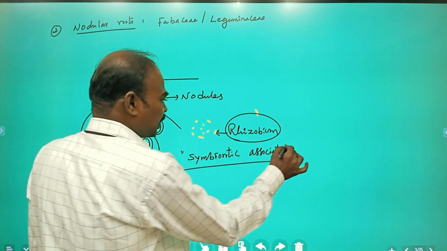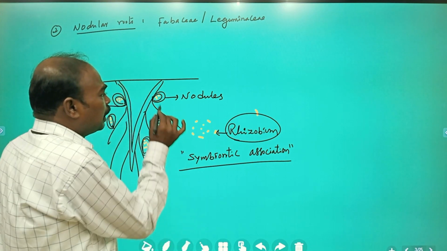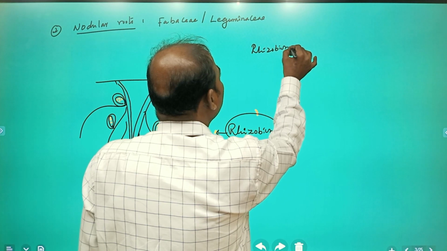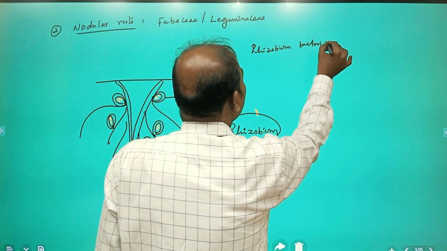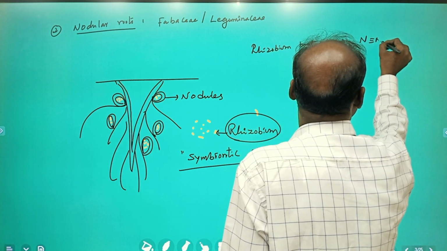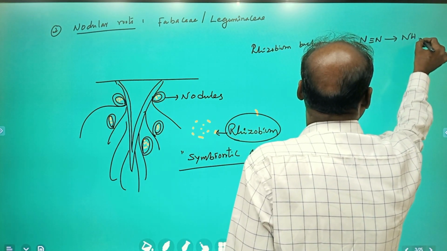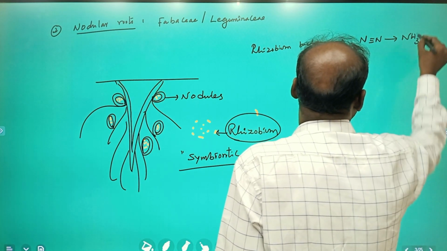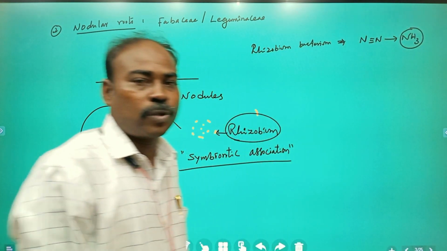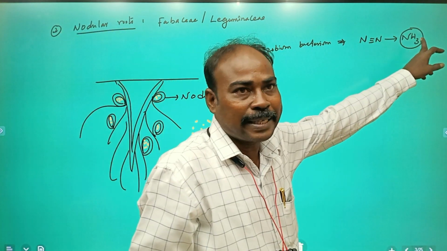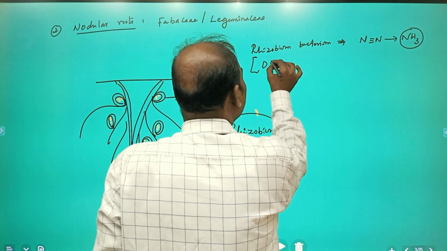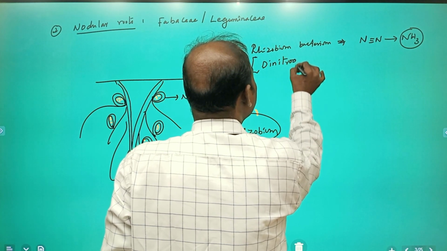Here, in the symbiotic association, the rhizobium bacteria are responsible to fix the atmospheric nitrogen into ammonia. The ammonia is the absorptive form for plants, because the rhizobium bacteria have the dinitrogenase enzyme.